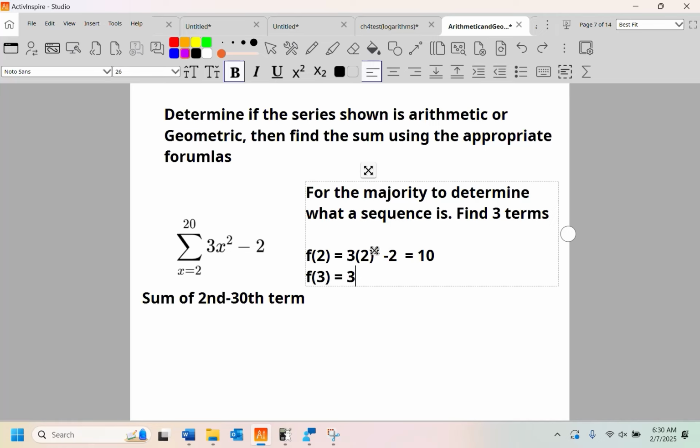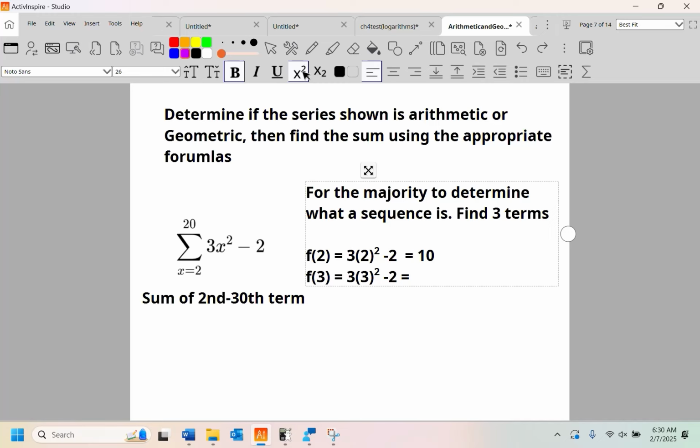F of 3 happens when I plug a 3 in. And you need 3 terms. You got to have 3 terms to establish a pattern. Truth is, you should probably do 4 or 5, but 3 is usually enough. So 3, not cubed, but squared, is 9. And 3 times 9 is 27. Take away 2, you get 25.